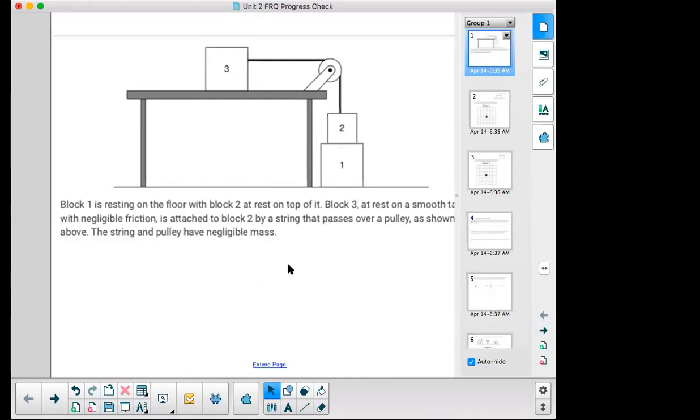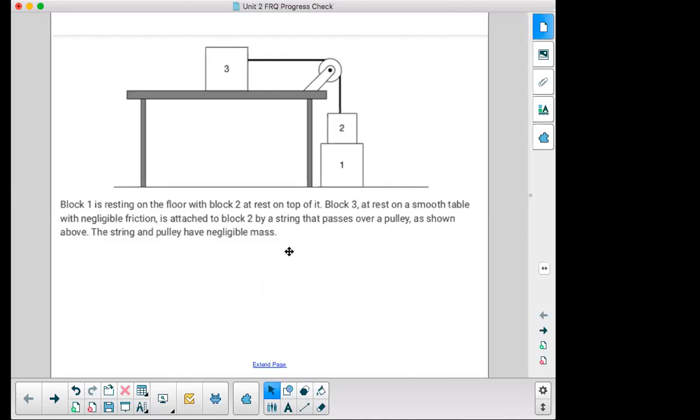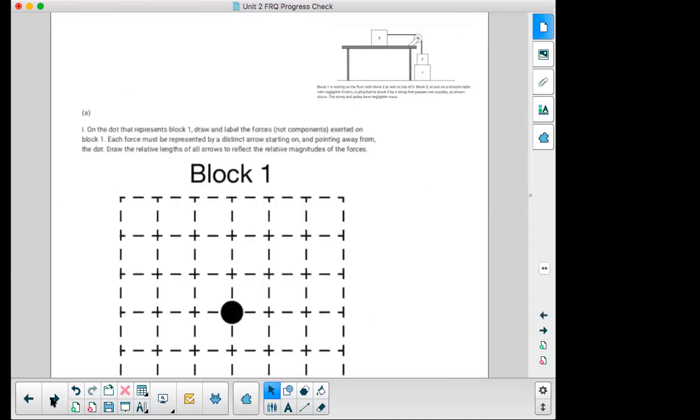Let's get going so we can try to be as quick as possible with this. Block one is resting on the floor with block two at rest on top of it. Block three at rest. Every block is resting, right? On a smooth table with negligible friction. So block three is on one of those magical tables that has no friction. It's attached to block two by a string that passes over a pulley, as shown above. And the string and the pulley have negligible mass. And so off we go. I put a mini picture of it right here.